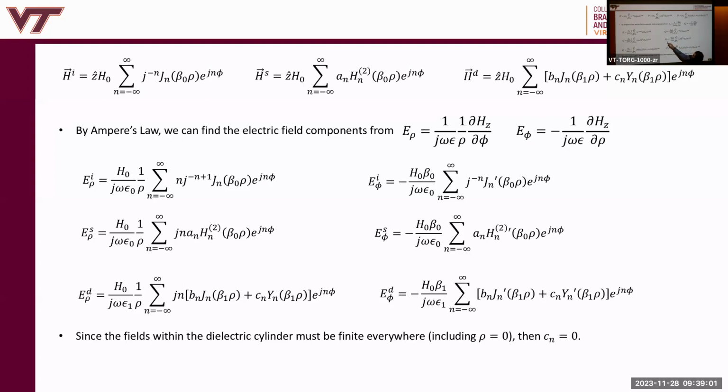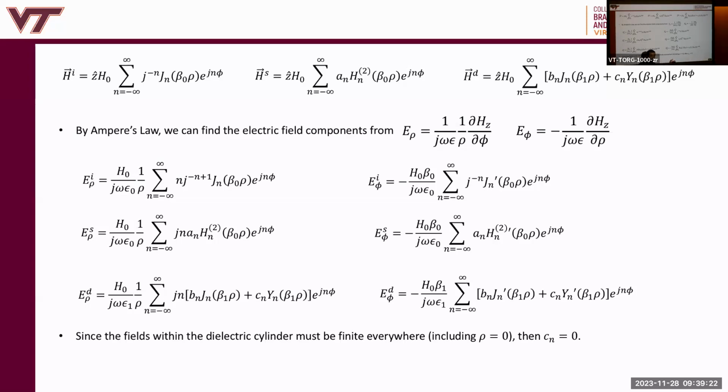Okay, same thing with E phi scattered. We have Hn2 prime, and E phi dielectric, we have Jn prime and Yn prime, all right? Remember, these have beta 1s in them, not beta naught. Okay. Since the fields must be finite within the dielectric cylinder, why?